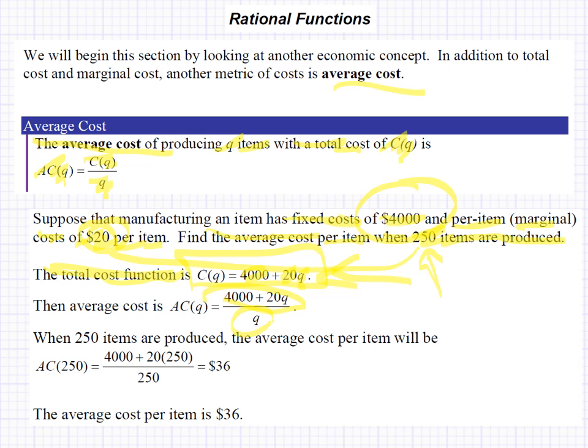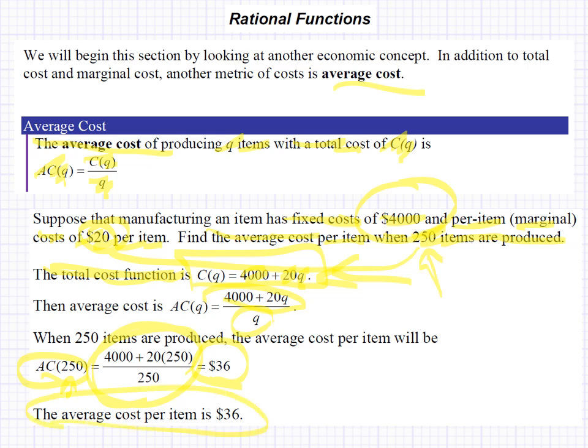So if you looked at your average cost for 250 items, plug 250 into this function, and you get 4,000 plus 20 times 250, all divided by 250. Simply plug that in your calculator, and you end up with $36. So the average cost per item that we're selling here, it costs us on average $36. So that is this concept of average cost.